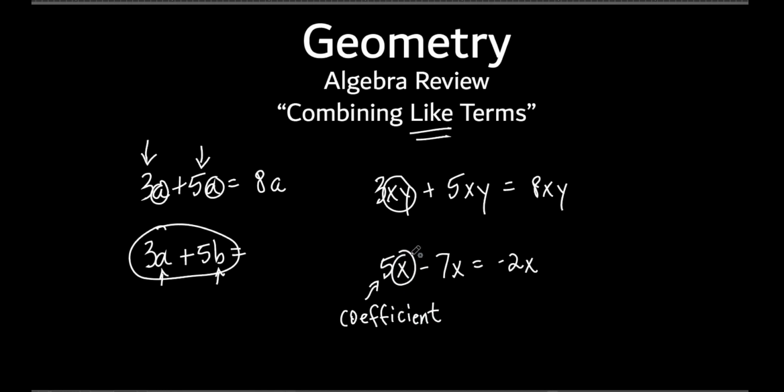Okay, this is your variable or your term, and you've got to have the same terms. You've got to combine like terms. The coefficients can be different. All right, again, what does it tell you? It just tells you how many of those things you have. Okay, but the variables have to be the same.